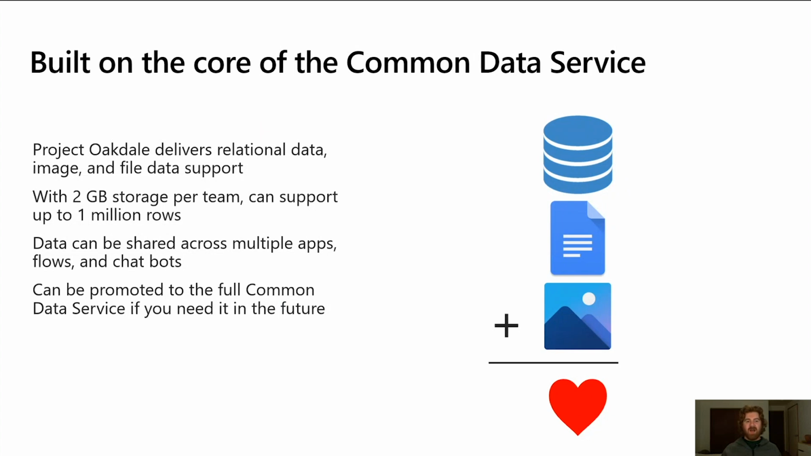Now, this is built on top of the core of the Common Data Service, where Project Oakdale delivers relational data, image, and file data type support with up to 2 gigabytes of storage per team, which will support about 1 million rows of data. Data can be shared across multiple apps, flows, and chatbots within the same team. And if you need the full set of Common Data Service capabilities, it can be promoted to that full system in the future.